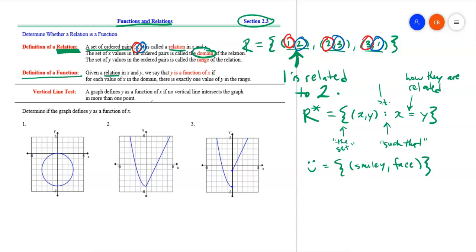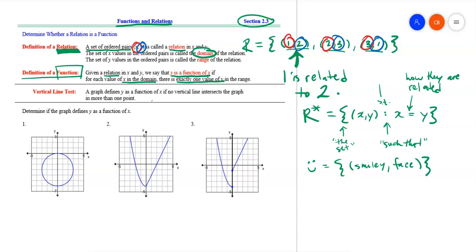But what we have is another definition, which is for a function. A function is a special type of relation where we can use this type of phrase, y is a function of x, if we have this case where, if you have something in the domain, there's exactly one value of y that corresponds to it in the range.